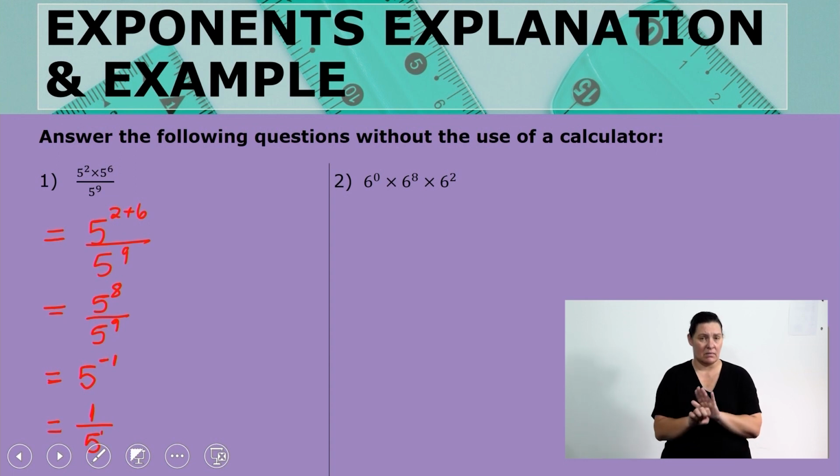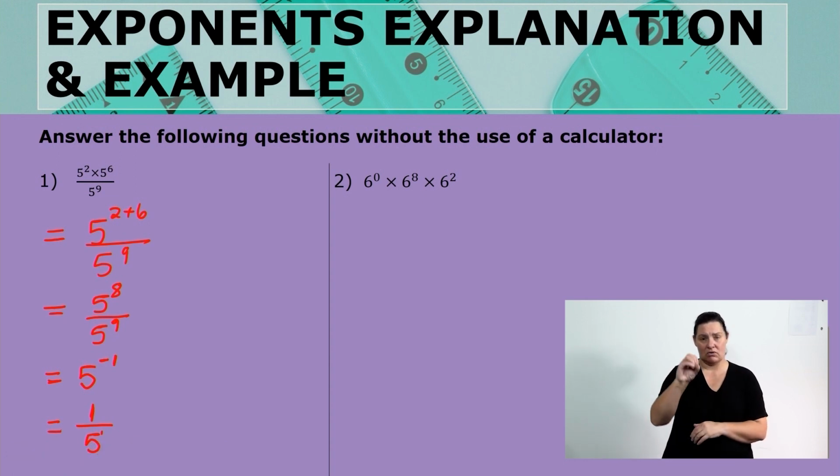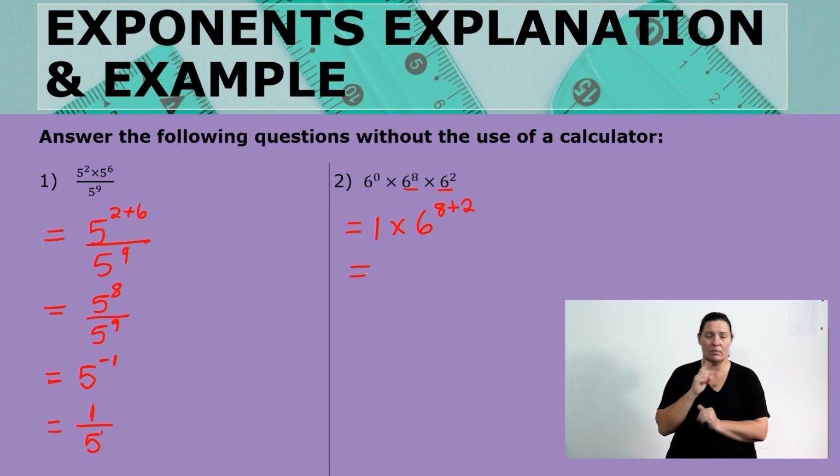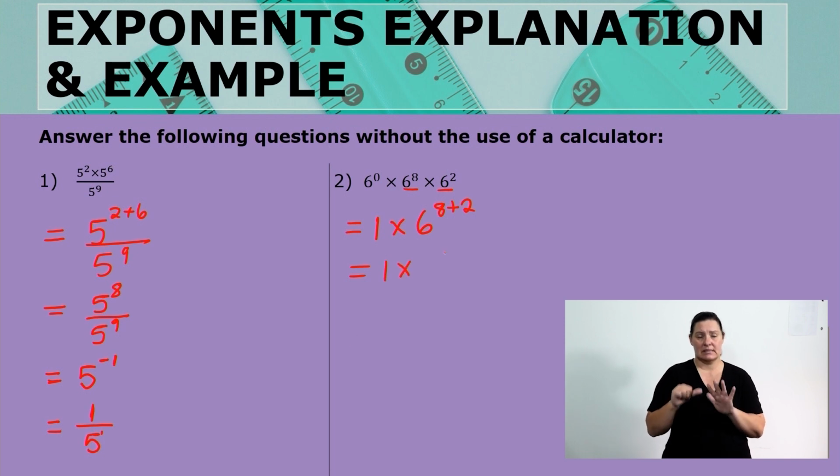Our next example is 6 to the exponent 0 multiplied by 6 to the exponent 8 multiplied by 6 squared. We can simply say there 1, because anything to the exponent 0 is 1, and we are going to multiply this with 6 to the exponent 8, and because they have the same base, we are going to add the exponents. So that is going to be 1 multiplied by 6 to the exponent 10, and we are going to get an answer of 6 to the exponent 10.